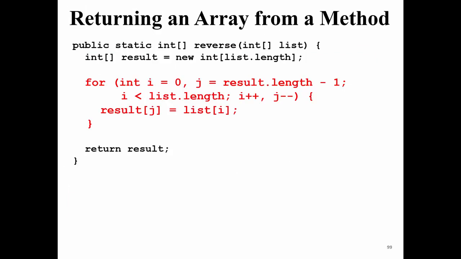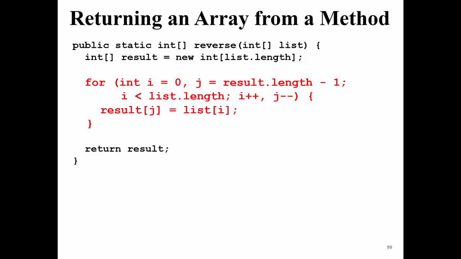Now, remember that you can also return an array from a method. As you can take an array as an input argument, you can return an array. Here is the method that reverses the array. I take the array and I return a reversed copy of it. To be able to do this, I have to create a new array. As you can see, the first line is int array result, a new int with list.length. So the length of the result will be equal to the length of the input argument.